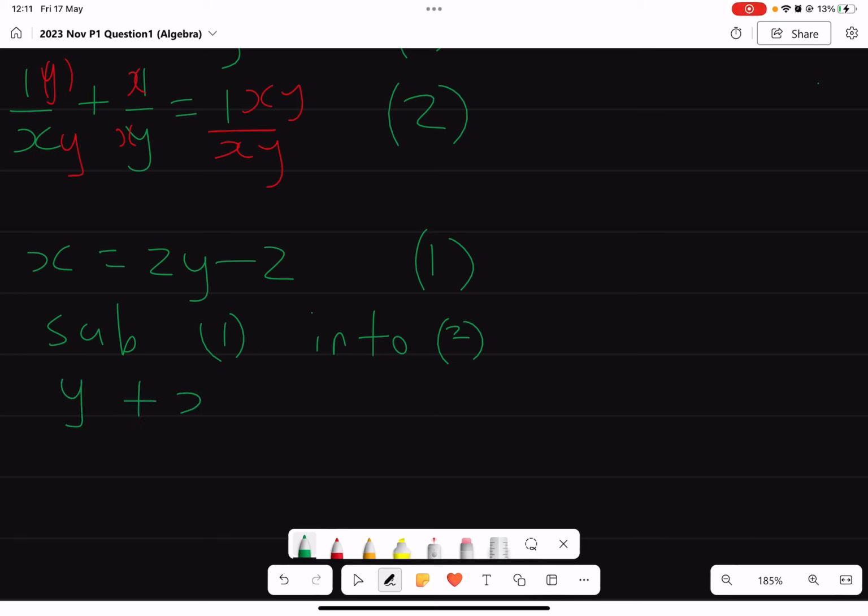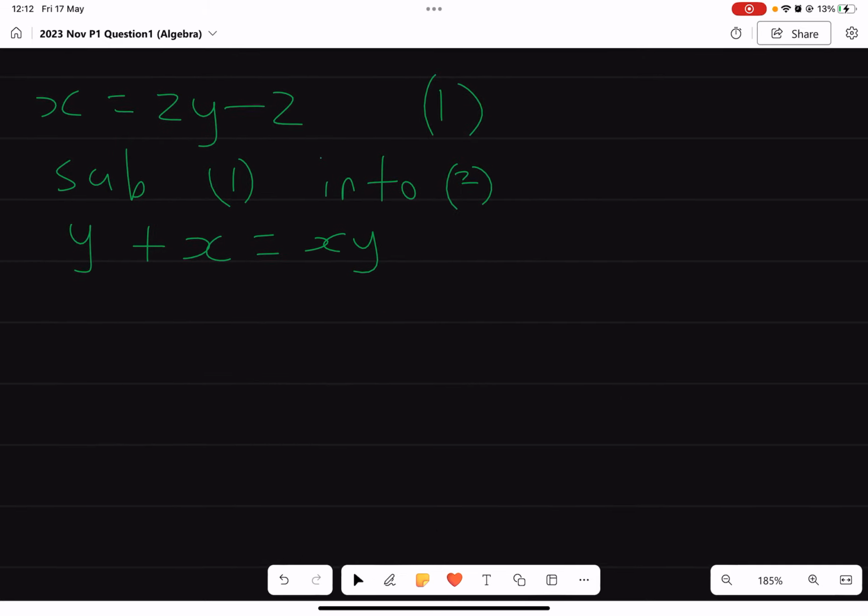Y plus x equals xy. Remember, now that the LCD is the same, all the denominators are the same, we can just drop them, right? Sharp. And then now we can easily substitute x.